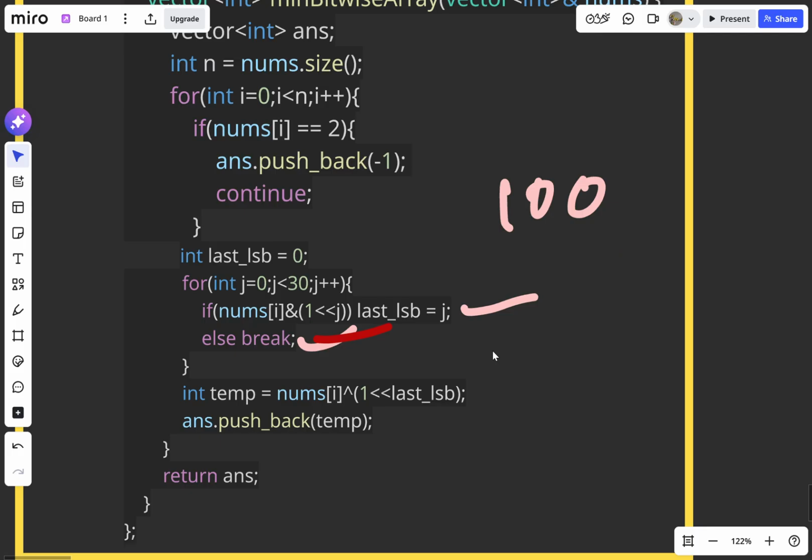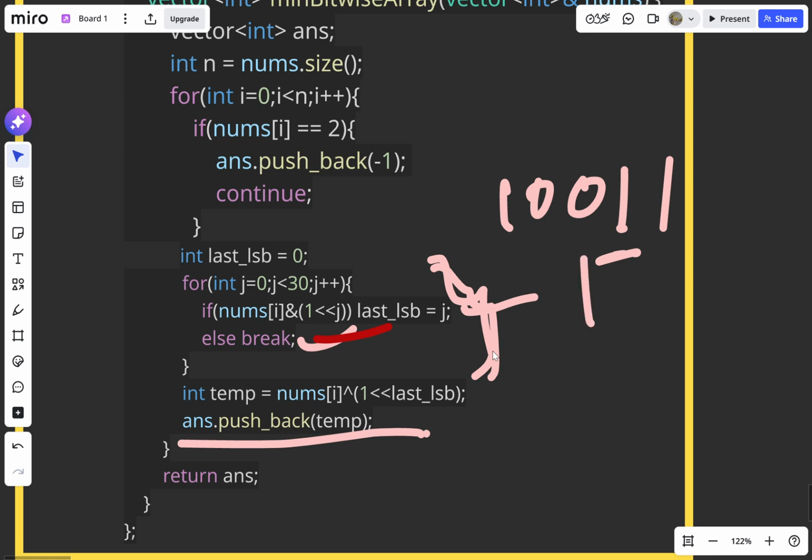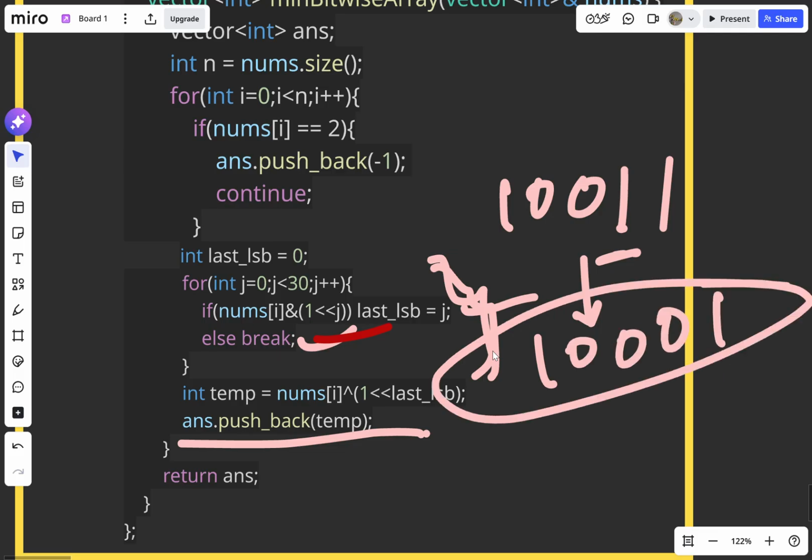If we have this 1, then after completing the for loop for all the bits, we will change this last LSB to 0. We will change it by using the XOR operation, and then we will push it back to our answer array. So this will be changed to 1 0 0 0 1.